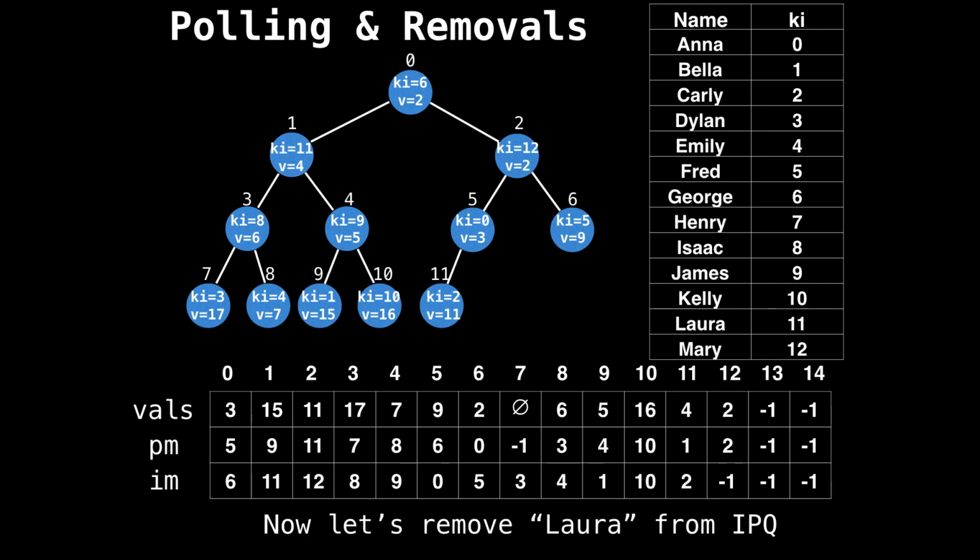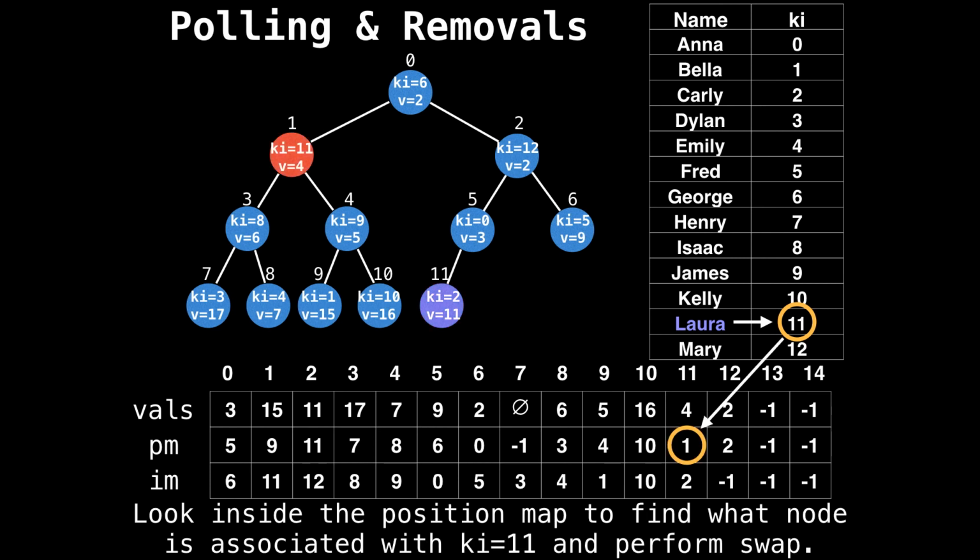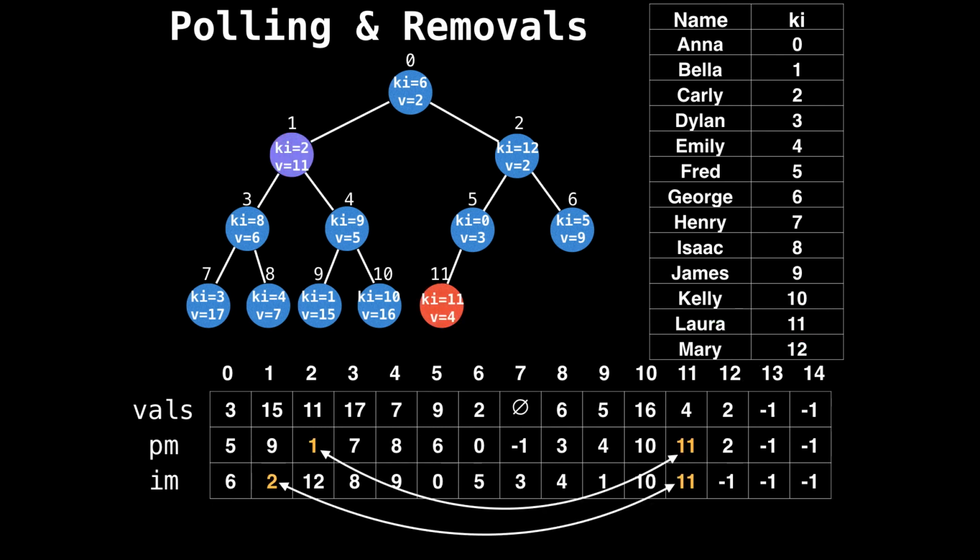Let's do a slightly more involved removal by removing a specific key from the index priority queue. In this example, let's remove the key Laura. The first thing we want to do is get the key index for Laura, which is the key we're working with. So in this case, the key index is equal to 11. Once we know the key index, we can use that information to locate the node within the heap by looking inside the position map. Then swap the node we want to remove, that is the node which contains the key value pair for Laura, and exchange it with the bottom rightmost node.